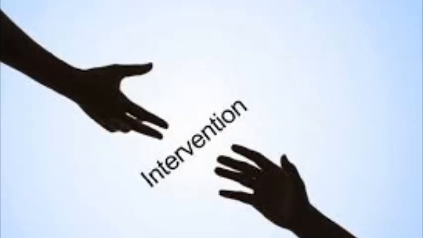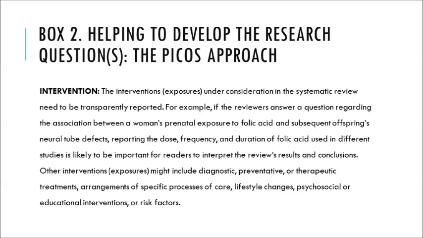I is for intervention. The interventions or exposures under consideration in the systematic review need to be transparently reported. For example, if the reviewers answer a question regarding the association between a woman's prenatal exposure to folic acid and subsequent offspring's neural tube defects, reporting the dose, frequency, and duration of the folic acid used in studies is likely to be important for the readers to interpret the review's results and conclusions.